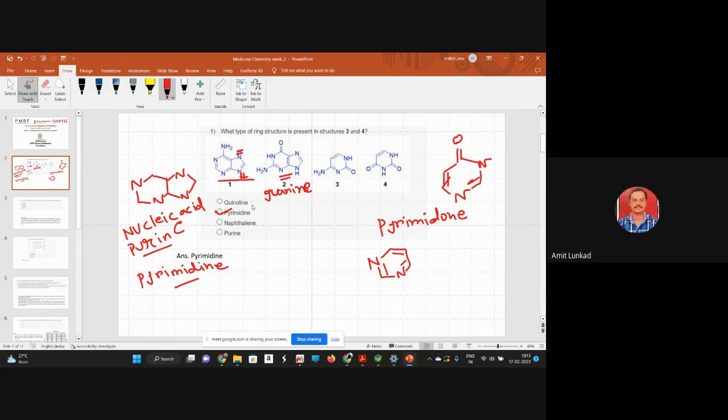What about the fourth structure? They are all derivatives of pyrimidine. They have just introduced two ketone groups instead of one, so they are all pyrimidone. The carbonyl group is introduced in the pyrimidine ring. The common structure is pyrimidine. If we have to designate it with the common name, then it is definitely pyrimidine.